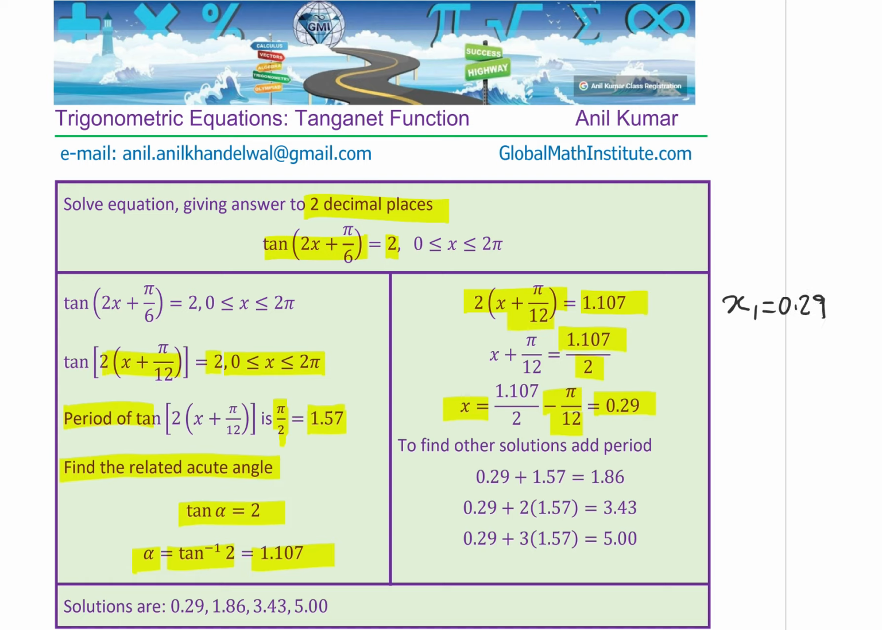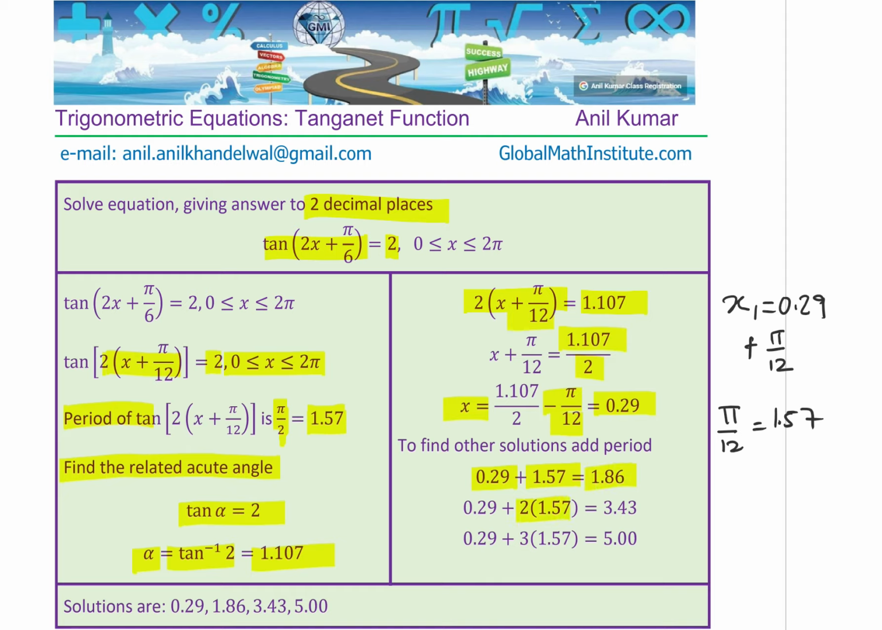Now to get the other values, what are we going to do? Well, add the period, which is 1.57. So we found the first value. The related acute angle works for us since we are looking for positive 2. Adding 1.57 gives us 1.86 as the second answer.